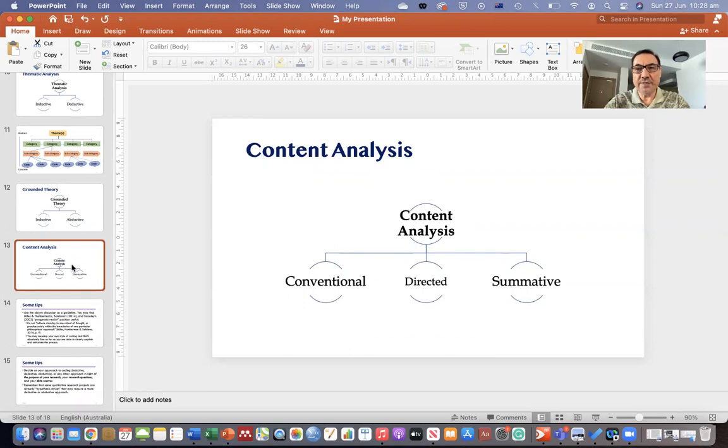Again, content analysis is usually represented by three particular procedures. One is called conventional, exactly the same as the inductive approach in grounded theory and in thematic analysis. So conventional means the conventional approach in thematic analysis and grounded theory, and also it is a bottom-up approach, as I explained and you are familiar with now.